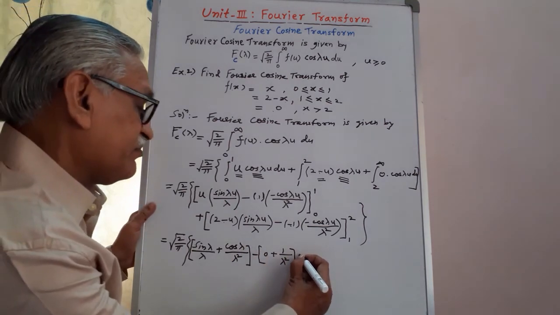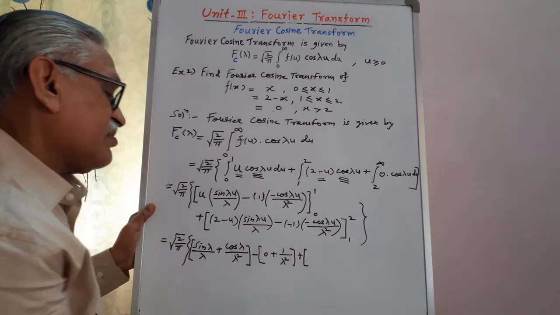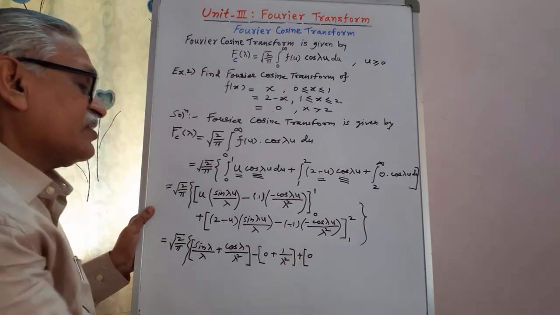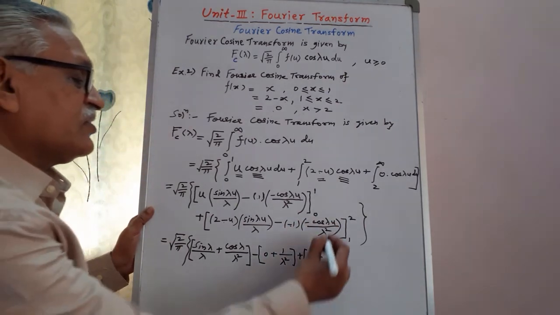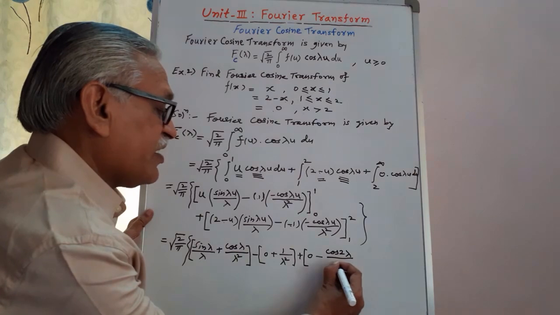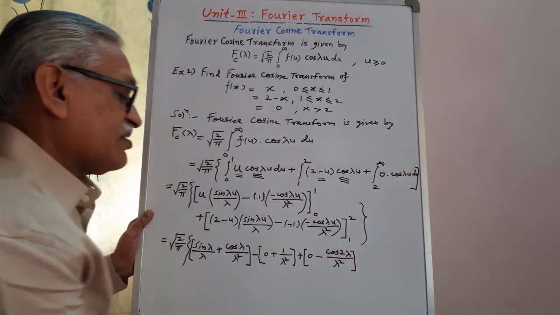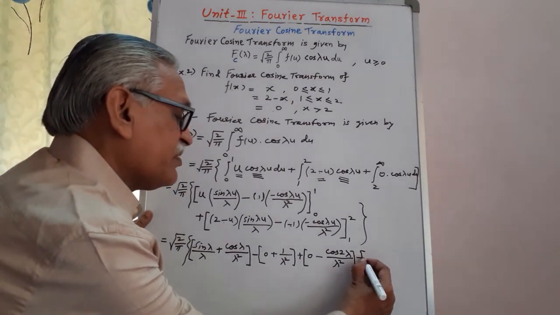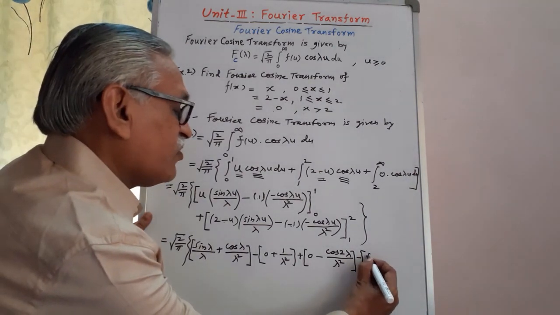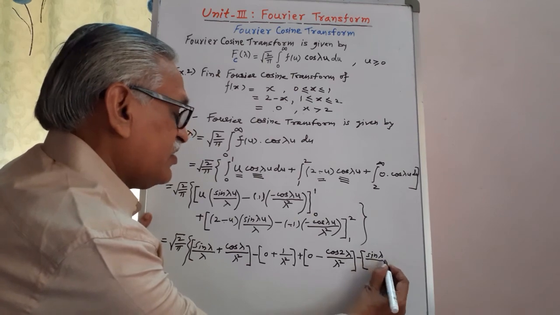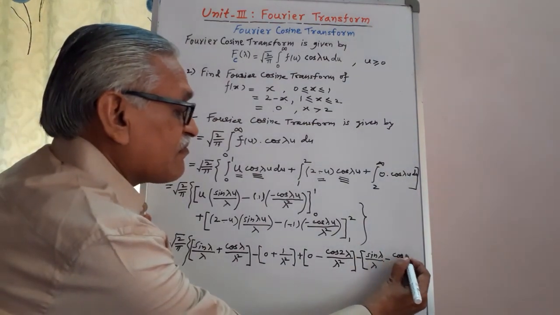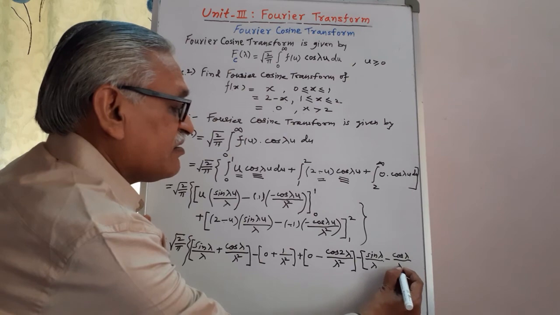Similarly, for the second, upper limit as 2 for u, 2 minus 2 we get 0, minus minus cos(2 lambda) divided by lambda square, minus lower limit u as 1, 2 minus 1 we get 1, sin(lambda) divided by lambda minus cos(lambda) divided by lambda square.